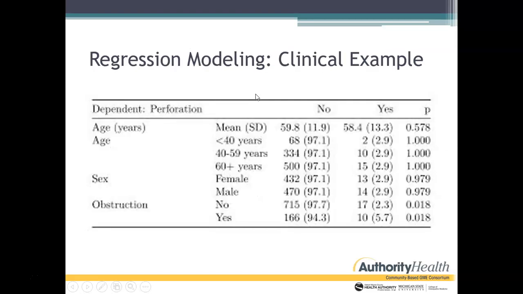Here's a clinical example, and I apologize for the poor quality of this. Here we see they were looking at bowel perforation cases, and they looked at these factors to see if they were predictive of the bowel perforation. And it's interesting because you can see through your p-values that none of this is significant, but then when we come down to here, we see a significant result, and it's bowel obstruction. So that kind of makes sense that having an obstruction would be a predictive factor of having a perforation.